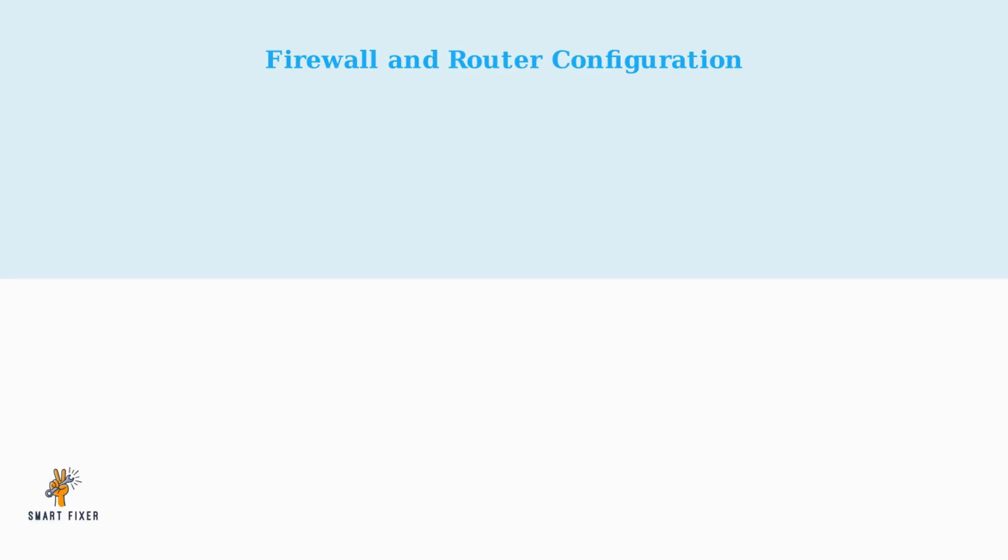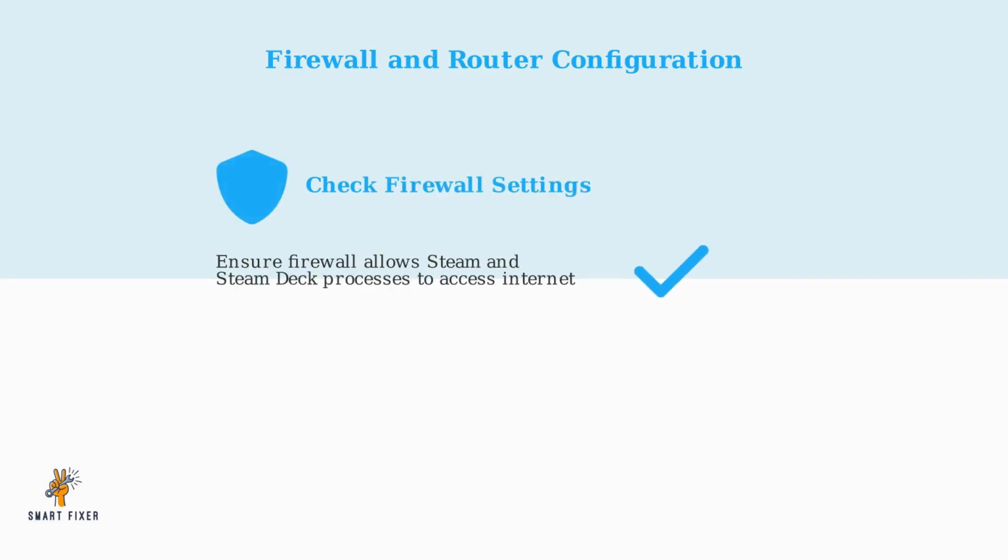Let's check these configurations step by step. First, check your firewall settings. Make sure that Steam and any Steam Deck-related processes are allowed to access the internet. Firewalls can block these connections if they're not properly configured.